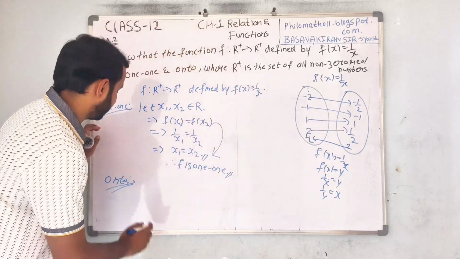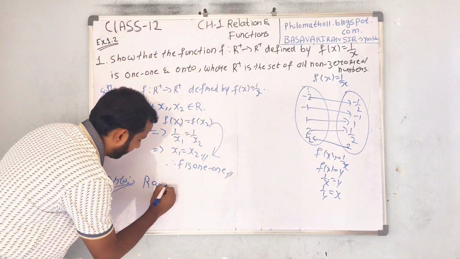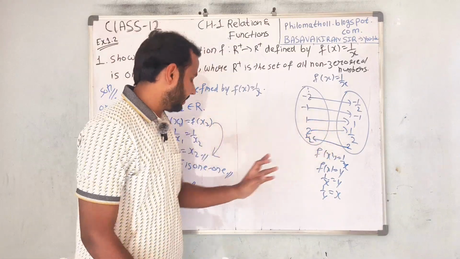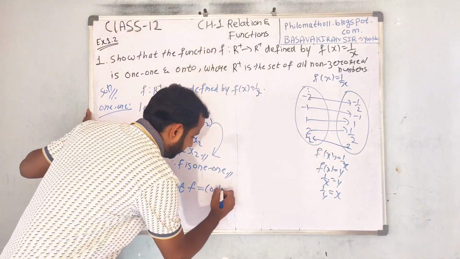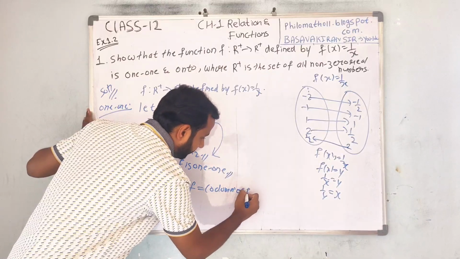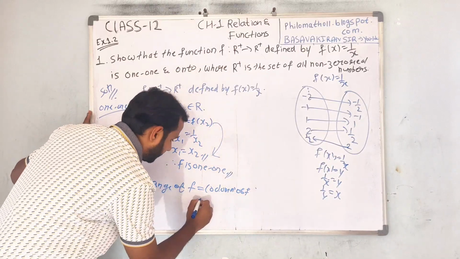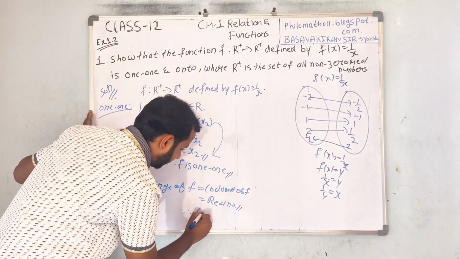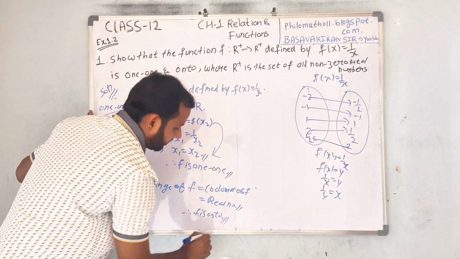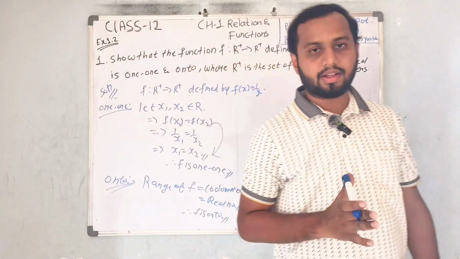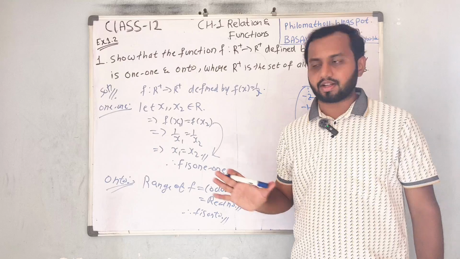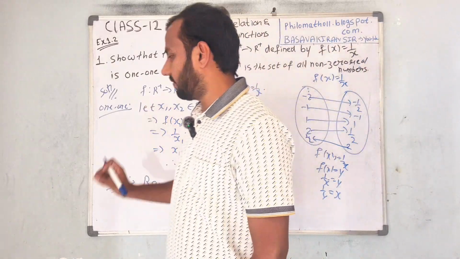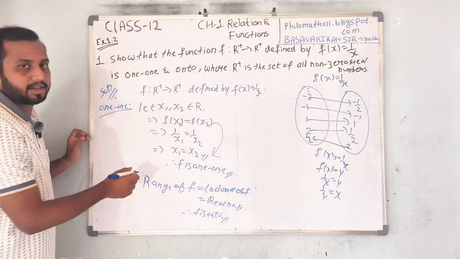The range of f is all real numbers, so the range of f equals the codomain of f, which equals the real numbers. Therefore f is onto. Simple. Whenever the range equals the codomain, the function is called an onto function. If you know the range, write it directly; if not, solve and find it. Now this is both 1-1 and onto. Therefore f is a bijective function.